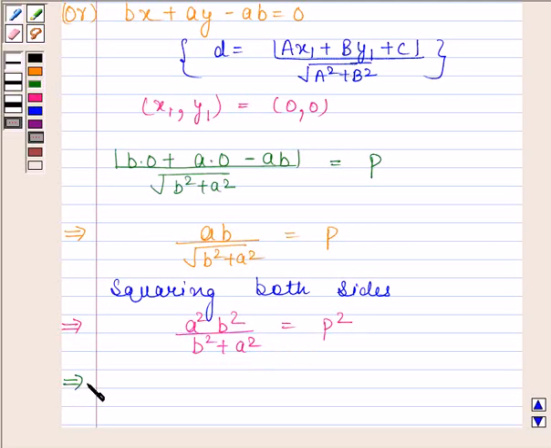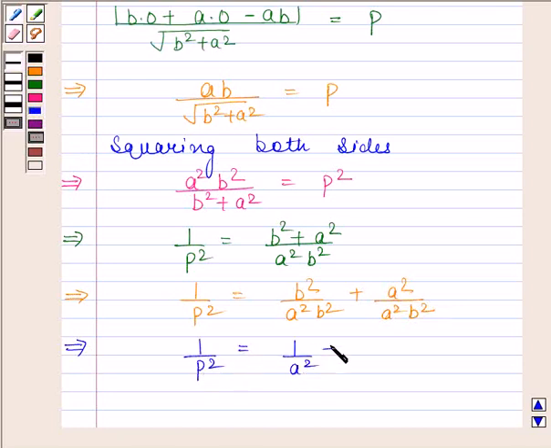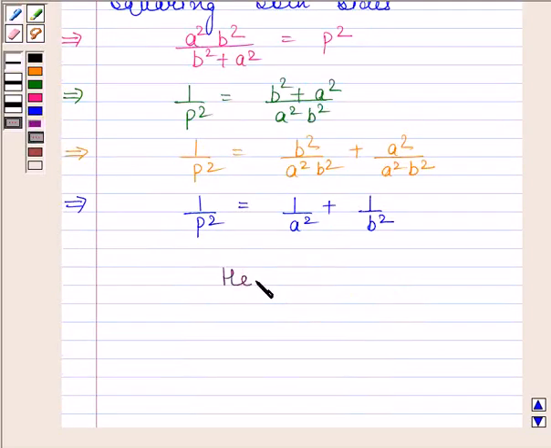Now this implies 1 by p square is equal to b square plus a square by a square b square. This implies 1 by p square is equal to b square by a square b square plus a square by a square b square. This implies 1 by p square is equal to 1 by a square plus 1 by b square. Hence, we have proved that 1 by p square is equal to 1 by a square plus 1 by b square.